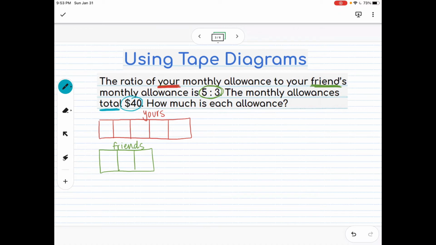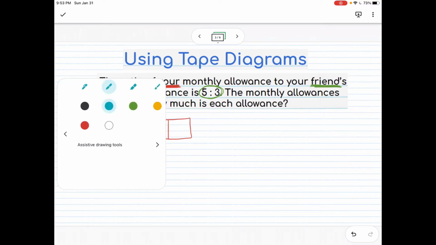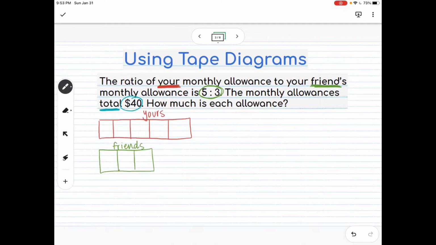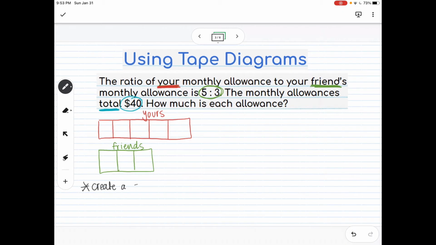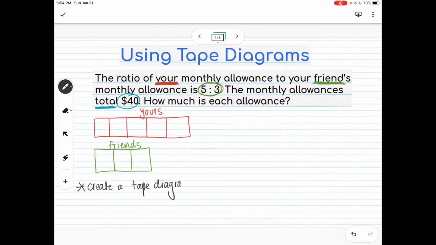Okay, so in this ratio, our goal is to determine how much each allowance is. And we know the ratio for each one, and then we know the total. So for tape diagrams, what you're going to do is create a tape diagram for each part of the ratio.